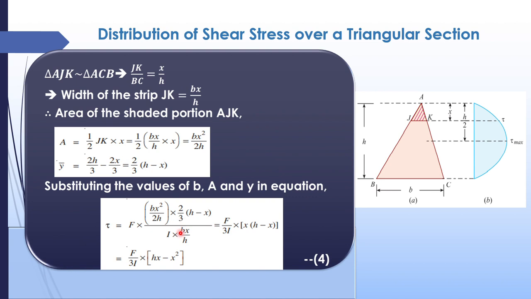So b also we have substituted. Instead of b we are providing bx by h. Instead of A we are providing bx square by 2h. Instead of y bar we are providing 2 by 3 into h minus x. You will get the value of tau as F by 3I into hx minus x square.